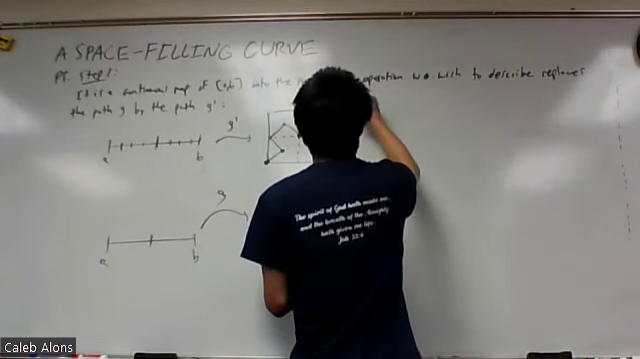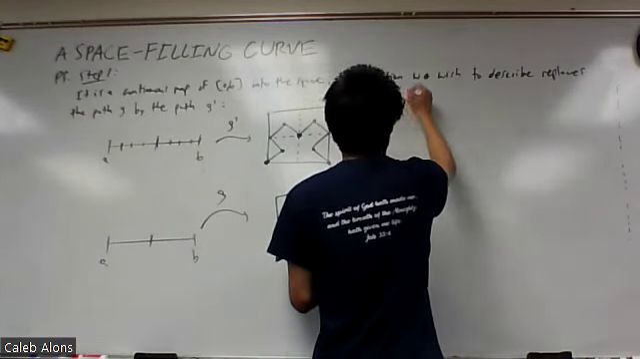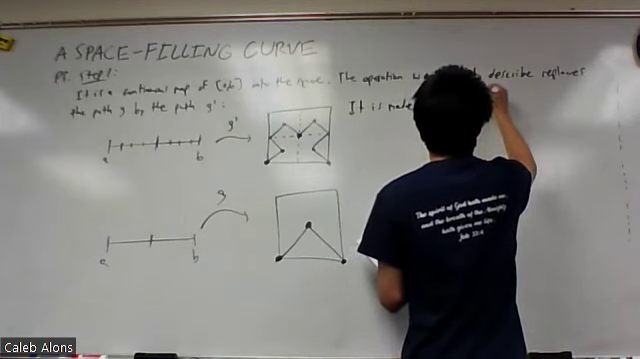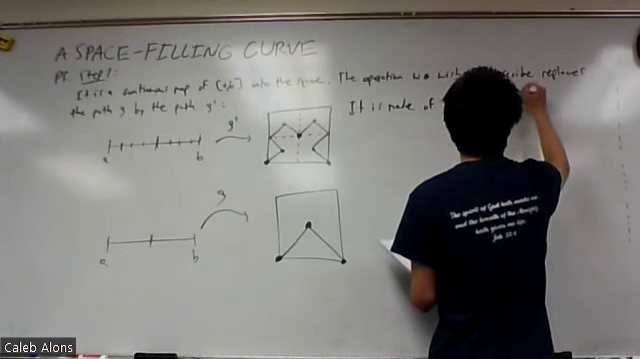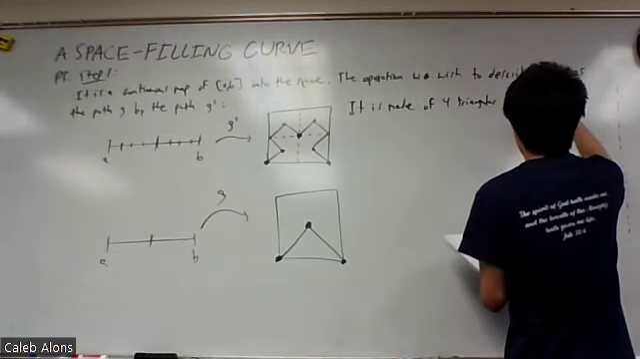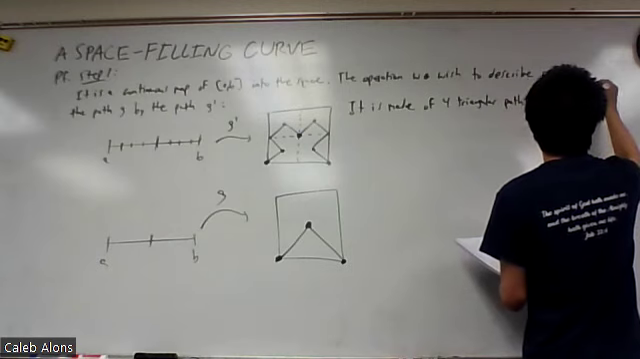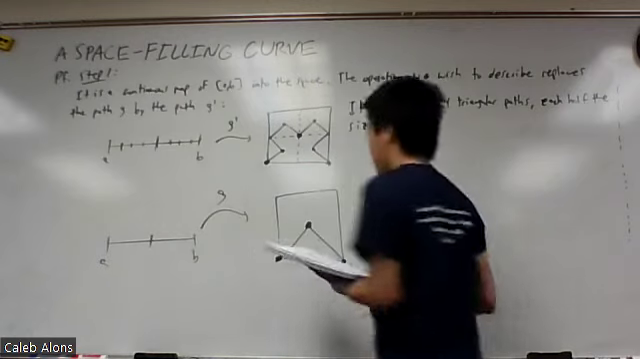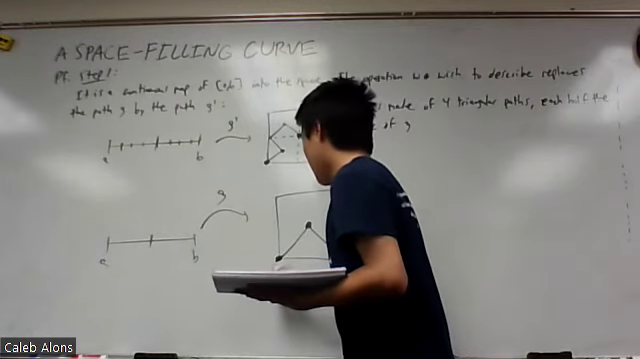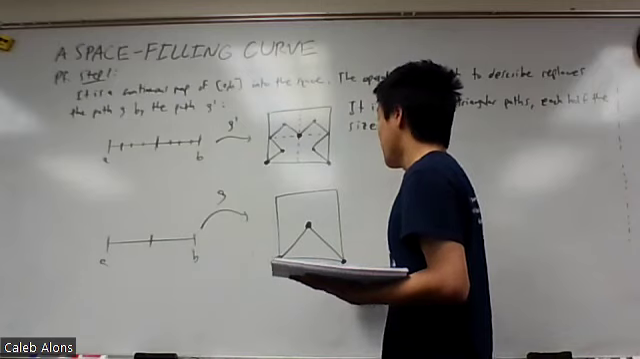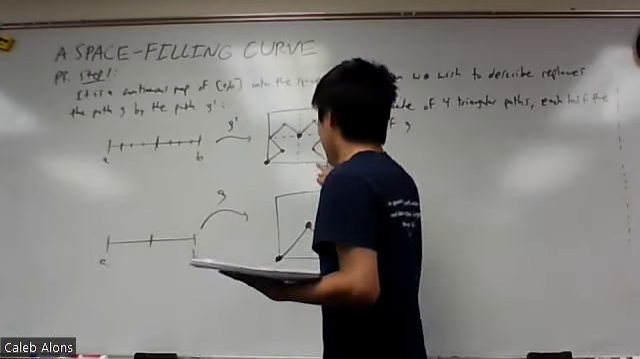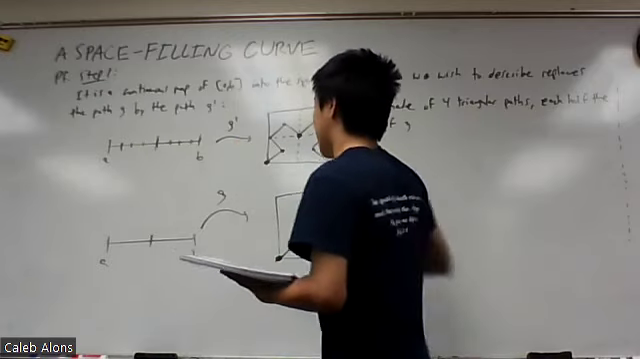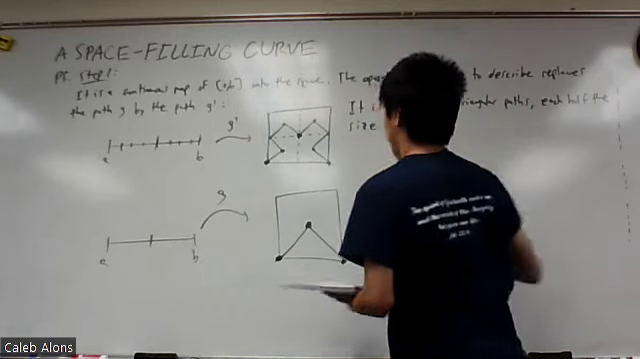So it is made of 4 triangular paths, each half the size of G. And the way you can see that is because G is technically going all the way from here to here. And now, when we split this in half, each one of these triangles is only taking half of that size. So we're scaling it down by half, and printing 4 versions connected together.